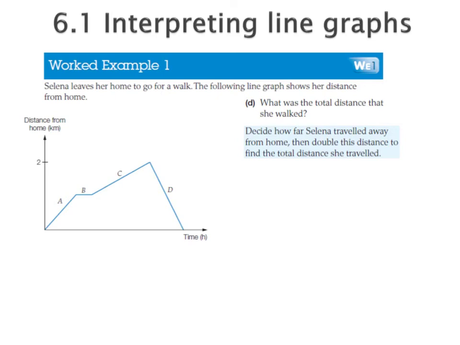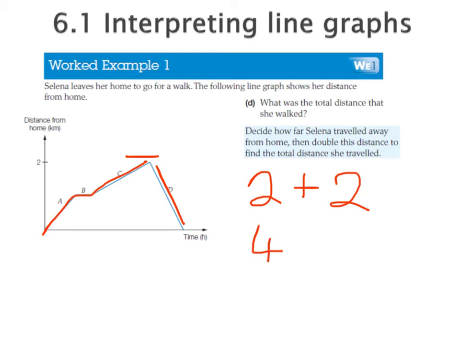Okay, so this one here is pretty straightforward for us to work out. So what this line tells us is that for her to get to point there, she has travelled 2 kilometres. Then obviously she has to walk back home because it says we get to a point back here. So to get back home, she's obviously travelled another 2 kilometres. So if I add both of them together, it tells me that she has travelled 4 kilometres in total.